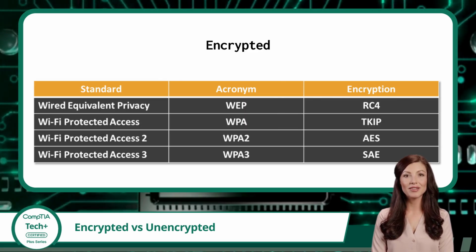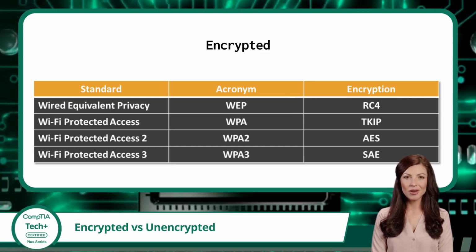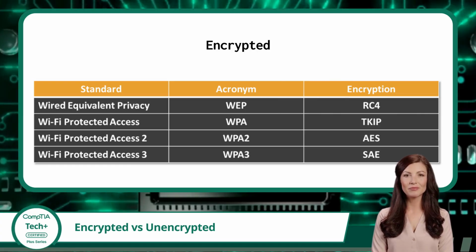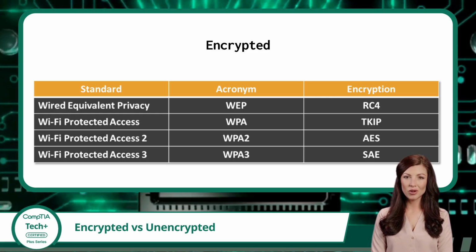And now for the last encryption standard, WPA3. WPA3 is the latest and most advanced wireless encryption standard. WPA3 builds on the strengths of WPA2 and adds even more security features, such as the SAE encryption mechanism. WPA3 is currently the gold standard for Wi-Fi security, and if your wireless network device supports it, it is the best choice for keeping your network safe.